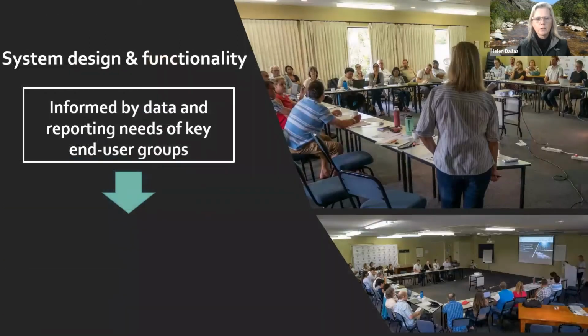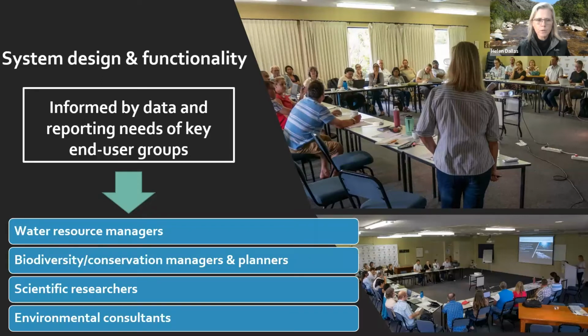From the get-go, we had a very specific approach for developing this information system, in that we wanted to be guided by what you, the end users, needed, and use this to inform both the system design and the functionality at the end of the day. And in that way, we hope that we've created a system that is going to be useful for everybody. And obviously, we included a range of personas, from water resource managers to biodiversity conservation managers and planners, scientific researchers, as well as environmental consultants.